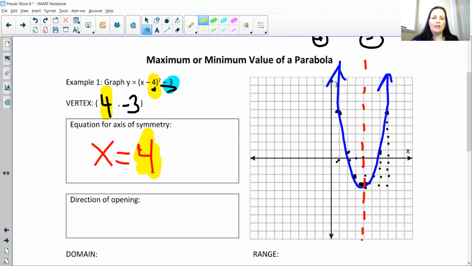And because the number in this position, right here, there's no number, that means there's actually a positive 1 there. So that means that our graph is going to open up, which, of course, we've already seen that it does. Okay.